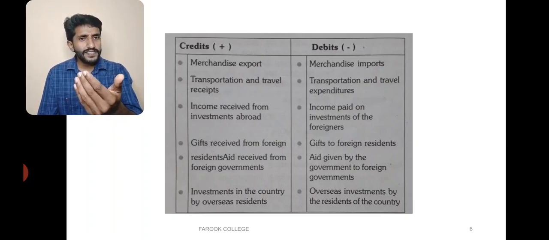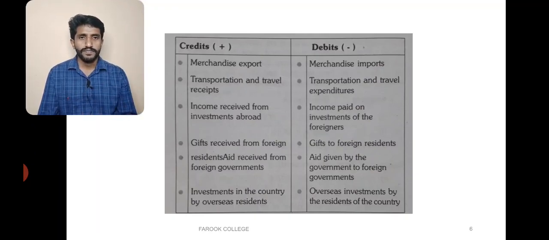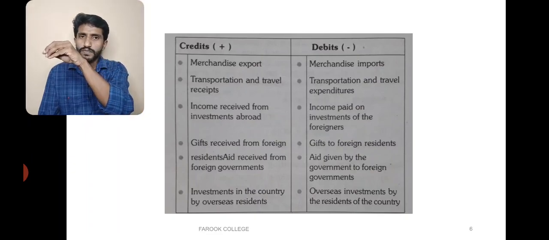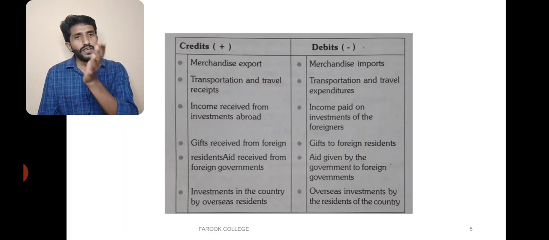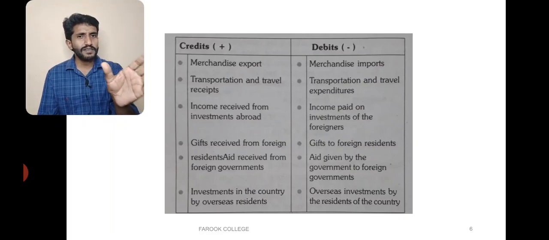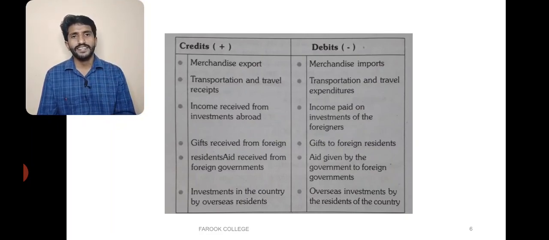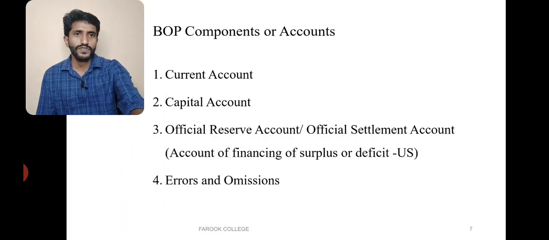Then income received from investment abroad. We have made some investment abroad, then we are getting some income. In monetary terms it comes in, so it is included in credit. And if income is paid out, then it is debit. So according to that principle, we can divide all the transactions into debit or credit. You can see other examples also.